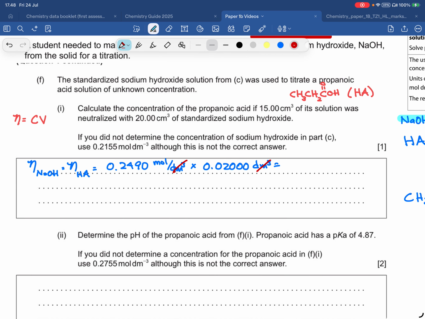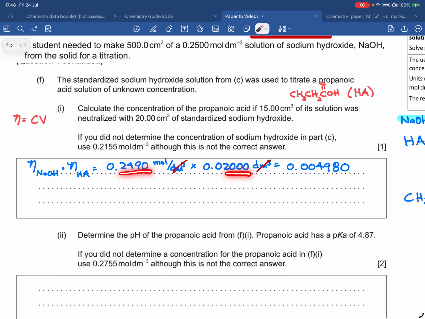Those cancel, leaves us with moles. Again, you don't necessarily have to use the units when you're working, but I always counsel people to do so because a lot of times it will help you catch errors. Now, this will be 0.00498. In actual fact, it will be 4980 because that has 4 sig figs and that has 4 sig figs, but they're not going to count off if you don't do that in the middle of the problem. So this is going to be your moles of propanoic acid.